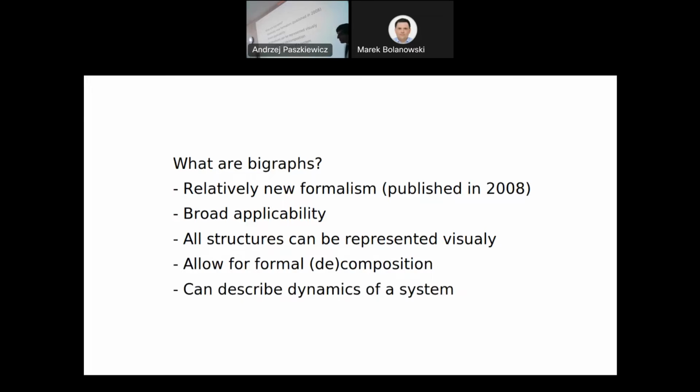Okay, it's a very brief introduction, without any formal notation, to V-graphs. V-graphs are quite a new language published by Robin Milner in 2008 to design systems where both structural placement and interconnection between elements play an important role. It's a nice feature that all structures that can be expressed with this language may be represented visually. It allows for formal composition into bigger graphs and decomposition into smaller ones. And using structures called reaction rules, we can describe the dynamics of the system.